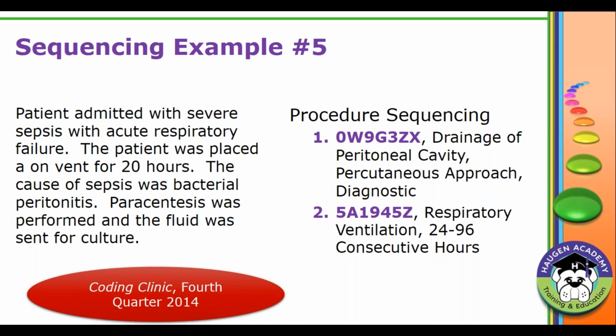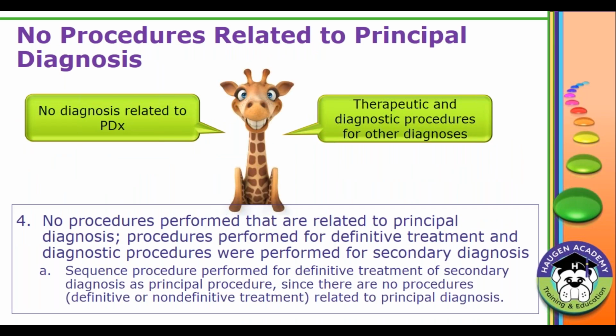Our sequencing example number 5, we have a patient admitted with severe sepsis with acute respiratory failure, and the patient was placed on a vent for 20 hours. The cause of sepsis was bacterial peritonitis. They did a paracentesis, and that fluid was sent for culture. And on this case, because the underlying cause of this patient's sepsis was noted to be the peritonitis, the tapping of the peritoneal cavity is assigned as your principal procedure, since it is most closely related to the principal diagnosis, and mechanical ventilation gets sequenced secondarily.